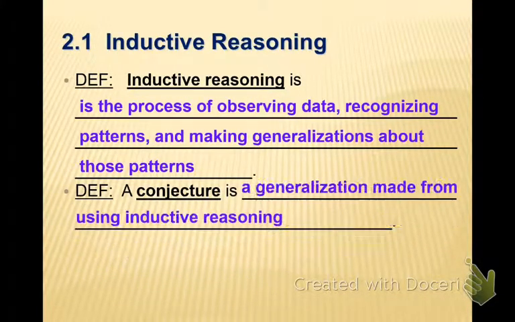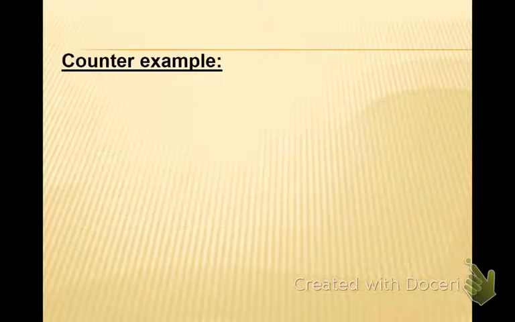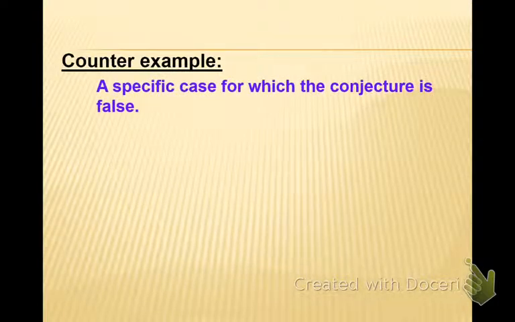A conjecture is just that generalization. When we make that guess, that'll be our conjecture. I keep saying guess. I don't like that word, but it's basically what it is. A counterexample. So how are we going to know if our conjectures are true or not? One way to do that is to do what you do when you argue all the time, which is try to poke holes in it. Try to find a specific case for which the conjecture is false. And that's going to be your counterexample.